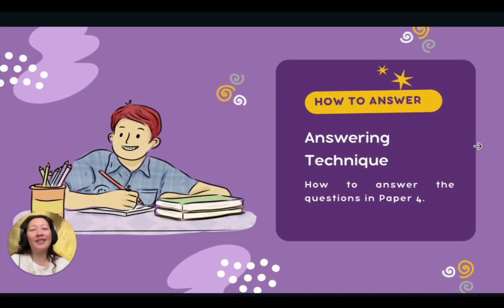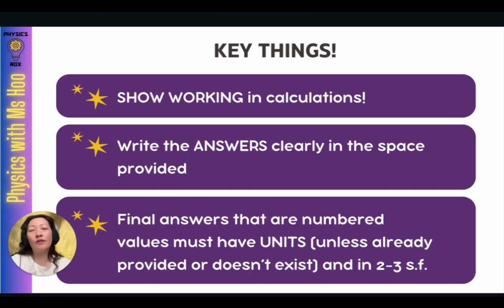Now, let's get to the answering technique. How to answer the questions in paper 4. Now, some key things you must take note when answering the questions. If it's a calculation question, you must show your working. This is because not everyone is perfect. Sometimes you might make a mistake in your calculation, which means that your final answer will be incorrect. By showing the working, that means you show the equation and substitution. If any of those are correct, you can still get marks for that segment. So you don't get an immediate 0 for that particular question.